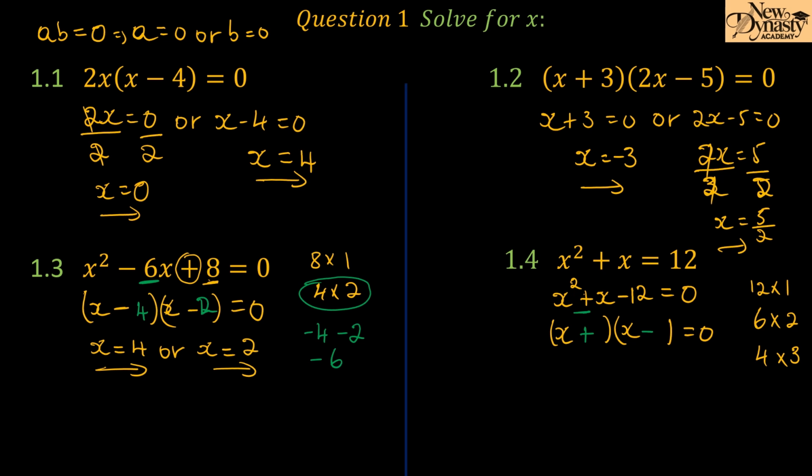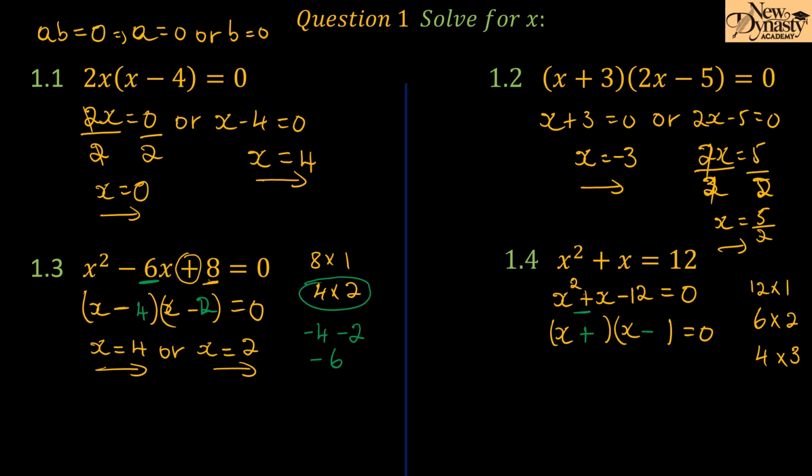Our middle term is positive x. Remember that is 1x. So the coefficient of the middle term is 1. So the factors that we have here, when we add or subtract them, they must give us 1. So 12 and 1, not even close. 6 and 2, a bit closer, but not that close. 4 and 3, yes, because 4 subtract 3, you get a positive 1. And that is what we have here, positive 1x, right?